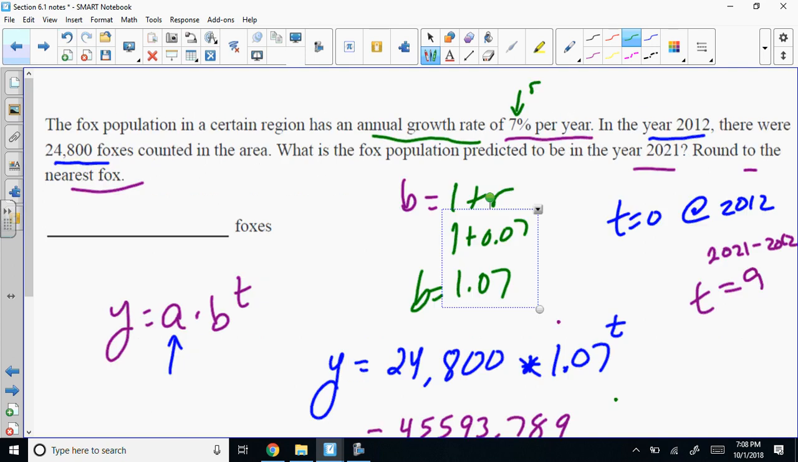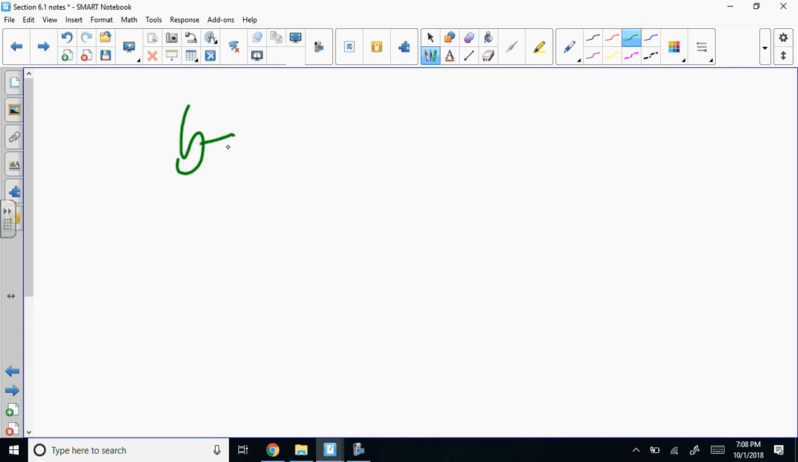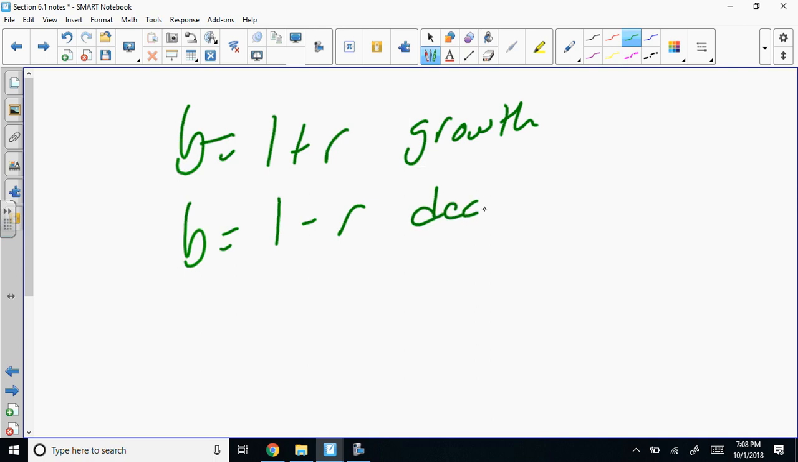All right. So you have b. If it's growth, it's 1 plus r. If it's decay, it's 1 minus r. Like if it's decreasing by 10%, then that would be 1 minus 0.1, which would be 0.9. It's kind of like discounts. If it's 30% off, you still got 70% value there, and that's what your base would be.